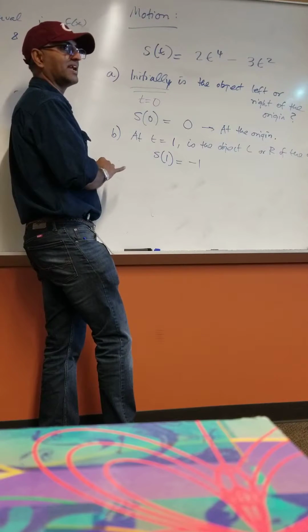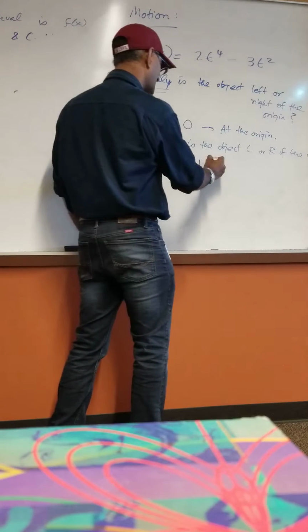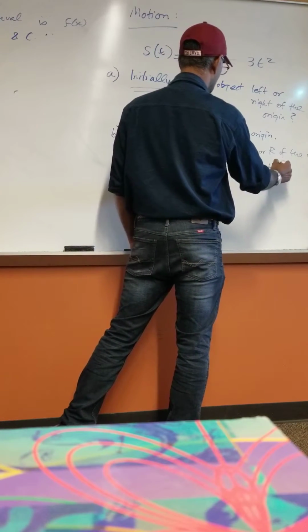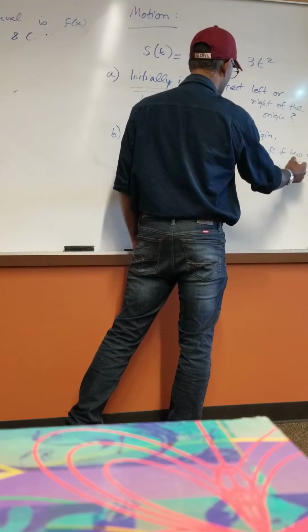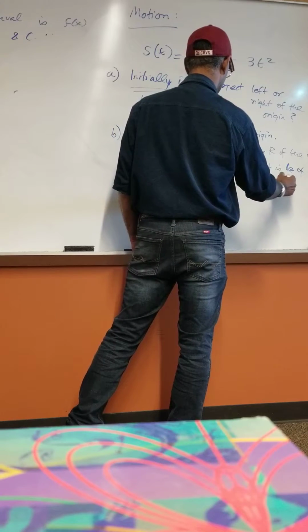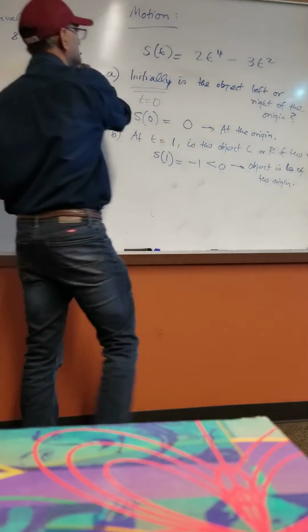Guys, this is not sufficient. The question will say explain. Each of these, the question will say explain. Is that less than 0? Therefore, the object is left of the origin. Make sure you write a sentence. Object is left. If you're lazy, just say L of the origin. Not too difficult, right?